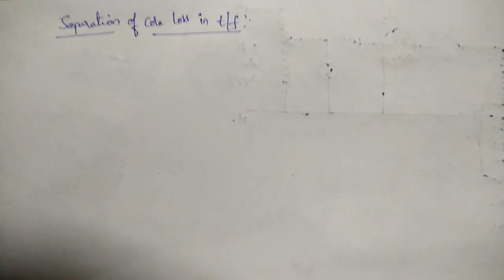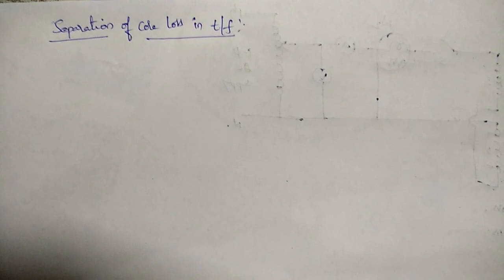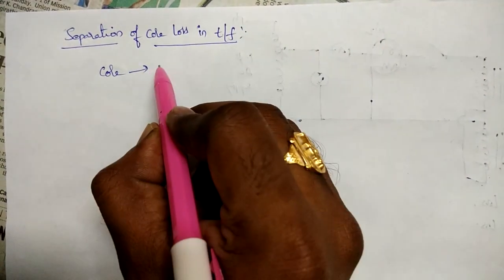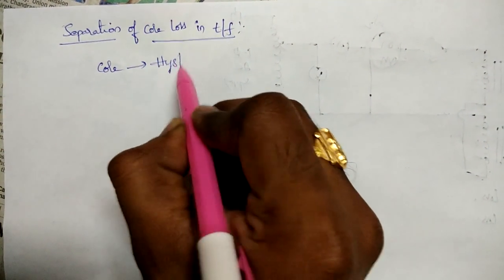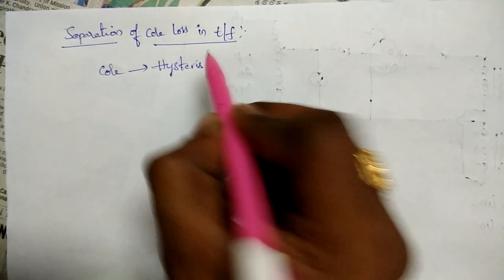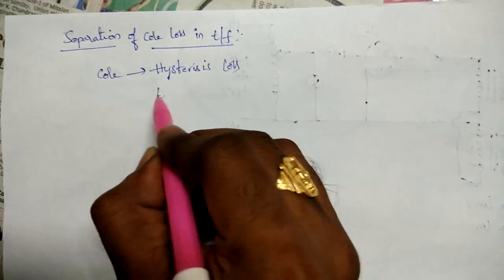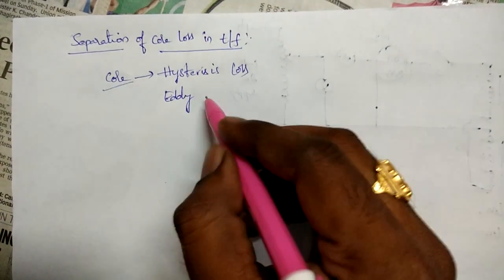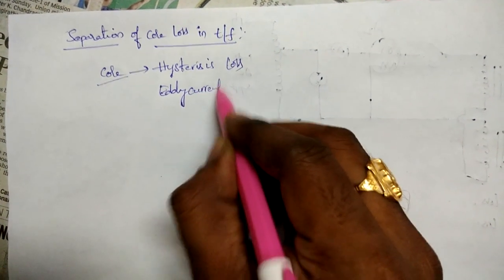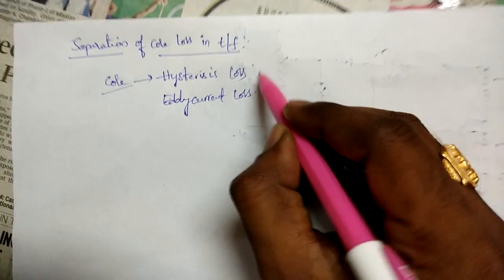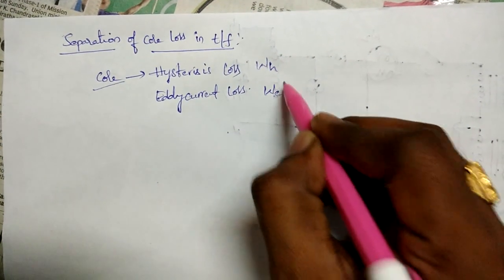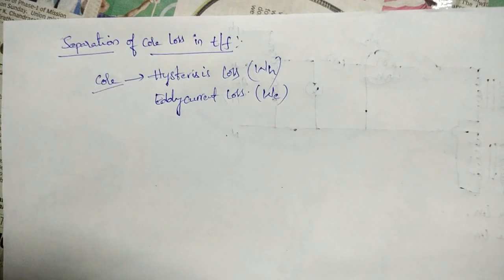Hi friends, today we will discuss the separation of core losses in a transformer. Core loss consists of two losses: hysteresis loss and eddy current loss. These two losses combined we call core loss. I represent hysteresis loss with WH and eddy current loss with the symbol WE.